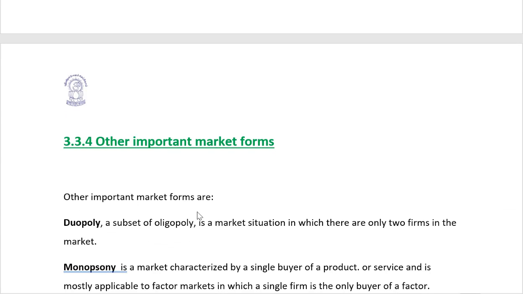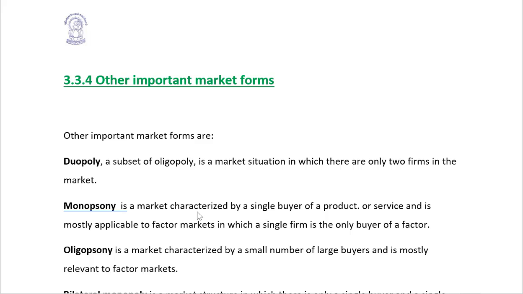Let's see the next concept, and that is other important market forms. Some other important market forms are, the first form is duopoly. Duopoly is a subset of oligopoly. Duopoly is a market situation where only two firms prevail in the market.